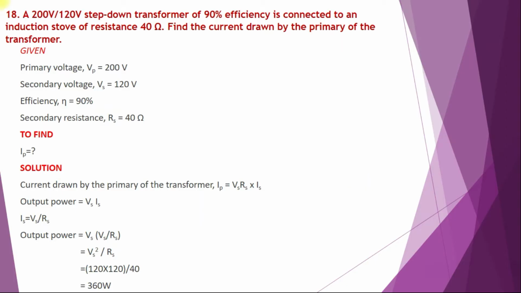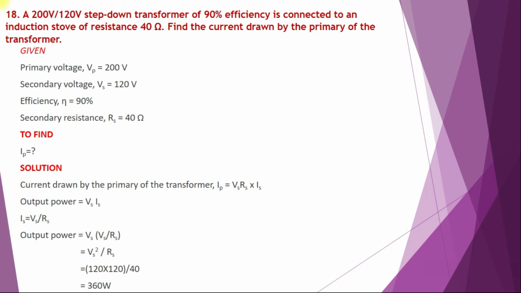18th problem. A 200 volt to 120 volt step-down transformer of 90% efficiency is connected to an induction stove of resistance 40 ohm. Calculate the current drawn by the primary of the transformer. So the given data is primary voltage Vp is equal to 200 volt, secondary voltage Vs is equal to 120 volt, efficiency eta is equal to 90%, secondary resistance Rs is equal to 40 ohm. We are supposed to find Ip.